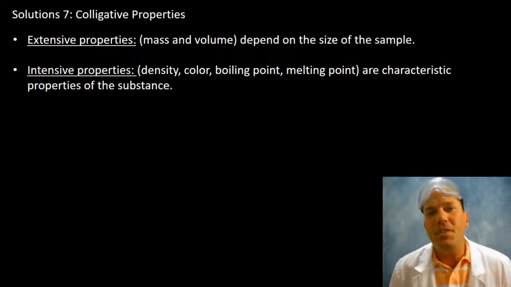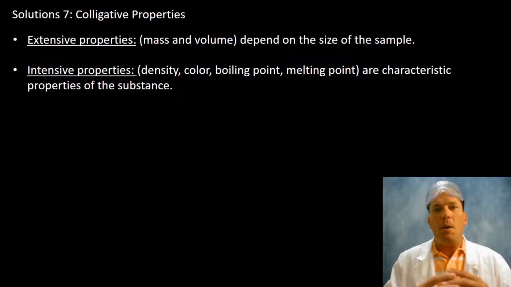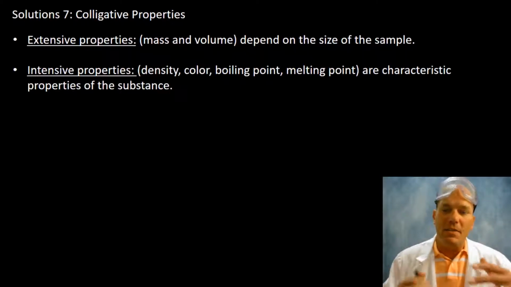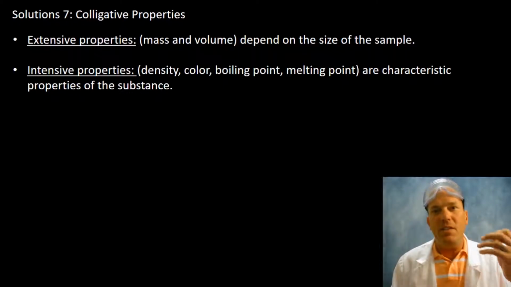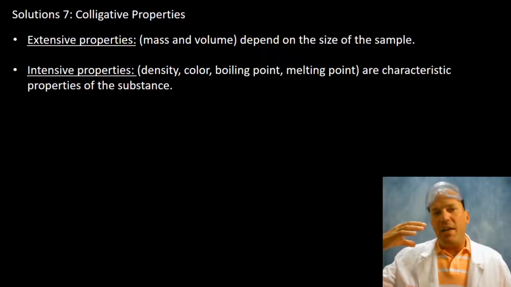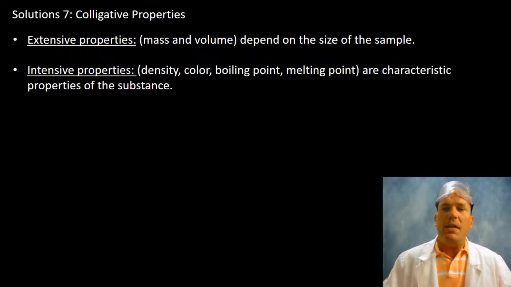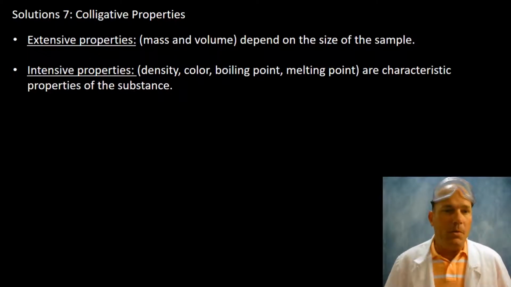All right, in Solutions Podcast number 7, I'm going to talk to you about something called colligative properties. And before I get to that definition, I want to give a brief overview and define just some physical properties in general, which can be categorized as either extensive or intensive properties. So an extensive property would be something that was dependent on the size of a sample. Two examples being mass and volume.